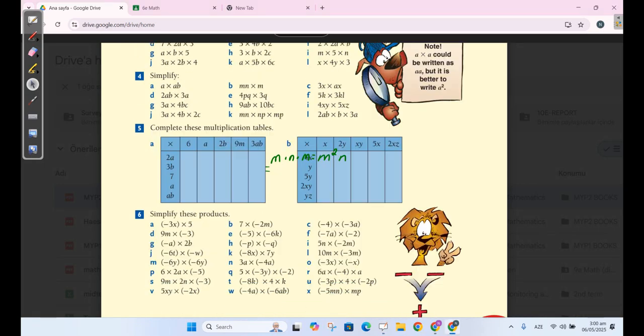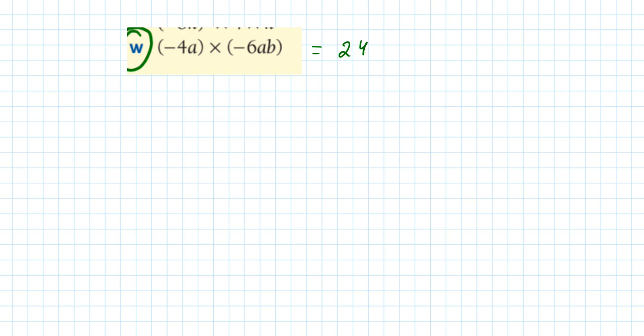And then, for example, another question we can do. We can choose this one. Okay. Then negative 4a times negative 6ab. You know that when we multiply negative numbers, if both of them are negative, then it will be positive. Then 4 times 6, 24. Then a times ab. Actually, you know that between a and b we also have a multiplication sign. Then it will be 24a squared b. That's it.